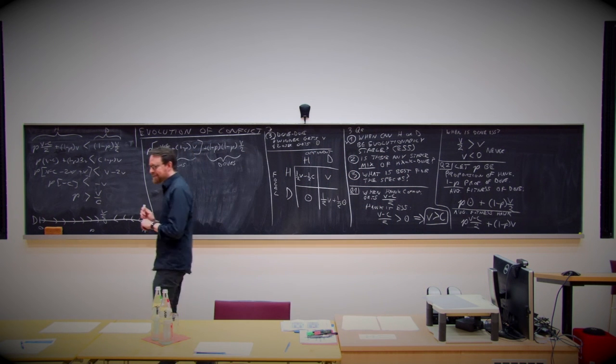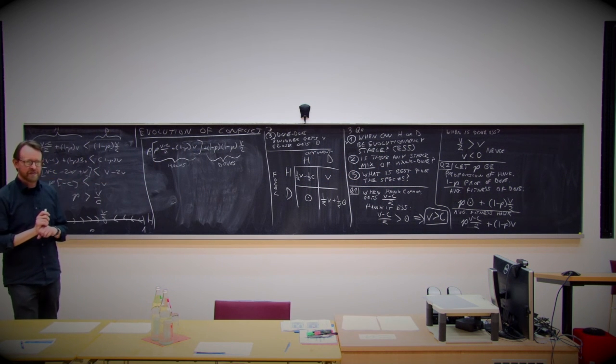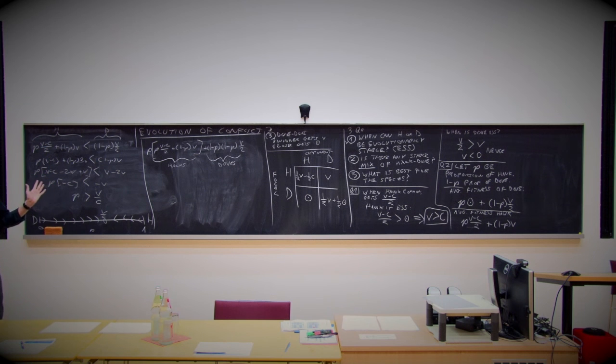Instead, I think we can do this purely intuitively. So let's imagine the extremes first. So imagine P were 0. There are no hawks.